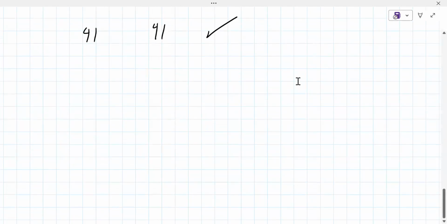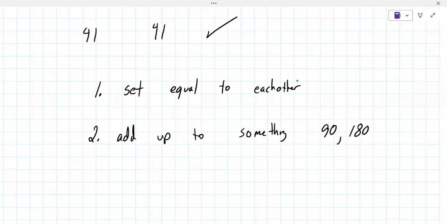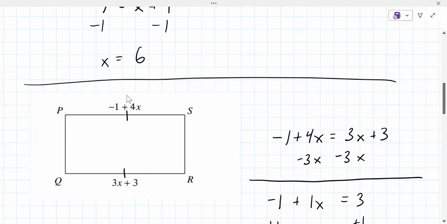So there's really two things in geometry that you do in terms of solving problems. And we've been doing a bunch of these right now, which is you set angles equal to each other. And the second is that they add up to something. Typically we've seen numbers like 90, 180, and we'll even see some 360 problems. Now, it appears to me that you don't actually need to know why. You just need to know, okay, in this earlier problem where we had a parallelogram, you set those equal.